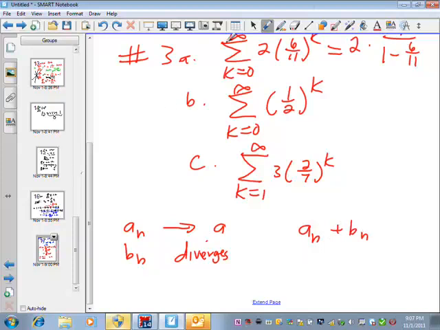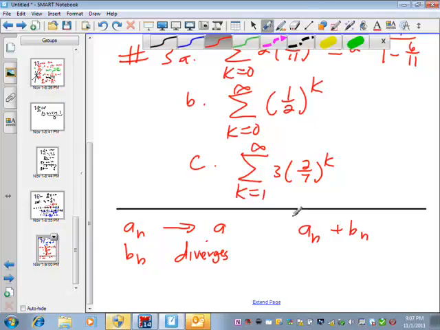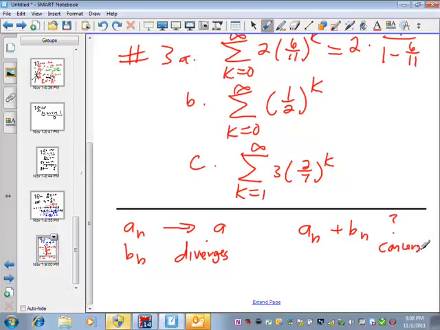And now I want to ask about a sub n plus b sub n. The question now: does it converge? We'll prove this by contradiction. What if it did converge?